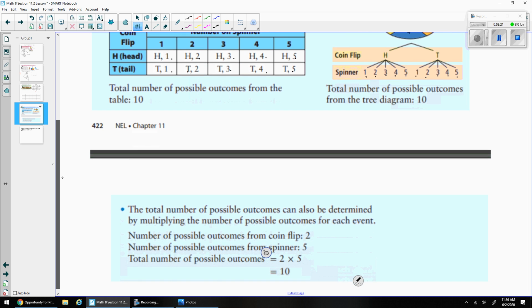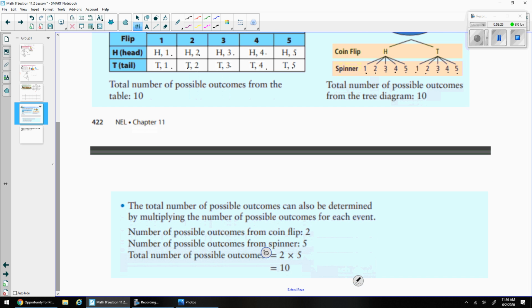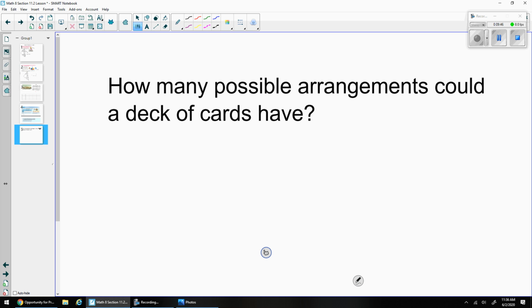But an easier trick is that you can take the number of possible outcomes for each event and multiply them together. Okay, so the total number of possible outcomes can also be determined by multiplying the number of possible outcomes for each event. Just a little trick. So this shows us that probability is crazy.